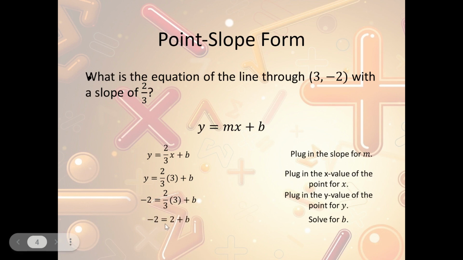So we got negative 2 is equal to 2 plus b. Now we just solve by subtracting 2 from both sides. And we're left with b is equal to negative 2 minus 2, which is negative 4. So b is negative 4. So that is the y-intercept. Now we can put that into the equation. So we have y equals 2/3, because that was our slope, x, and b is negative 4. So that's our equation.